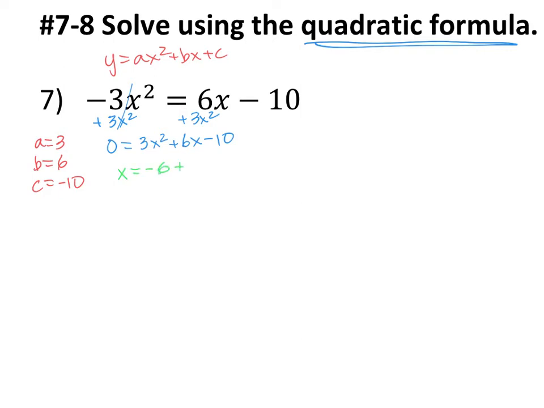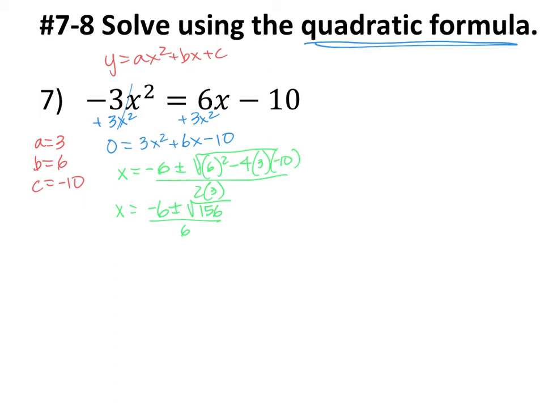There is our negative b plus or minus the square root of b squared minus 4 times a times c all over 2 times a. So what we end up with, if we were to turn around and do all of that b squared minus 4ac, we would end up with the square root of 156 over 6.